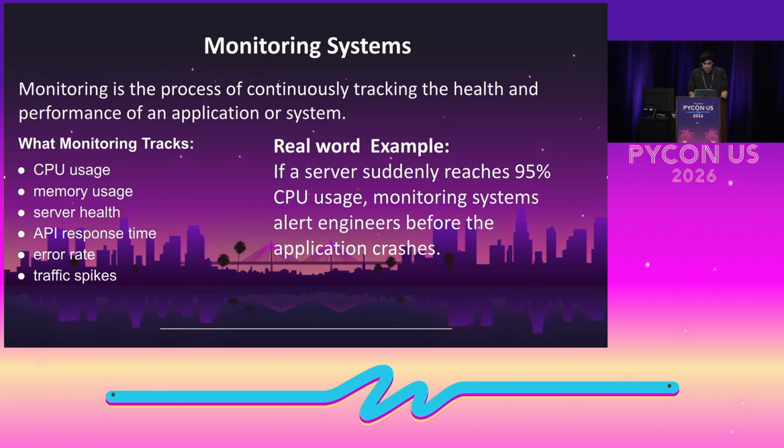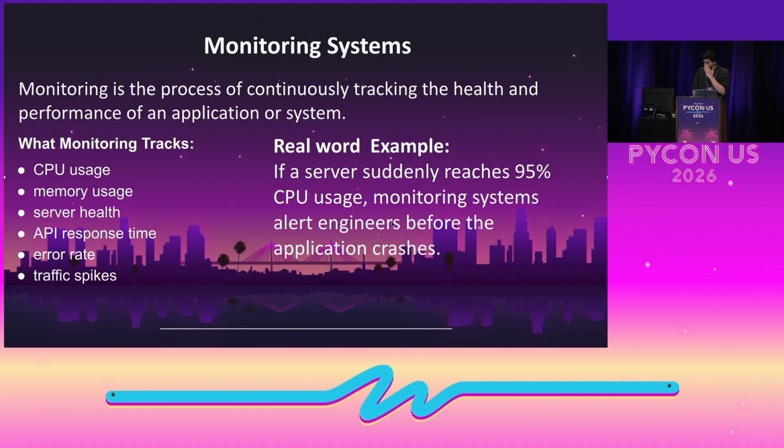For example, if there is high CPU usage, the engineer restarts overloaded services and scales the servers. If there are too many errors, he rolls back the bad deployment and inspects logs and tracebacks. If the API slows down, he optimizes the database queries and uses caches.